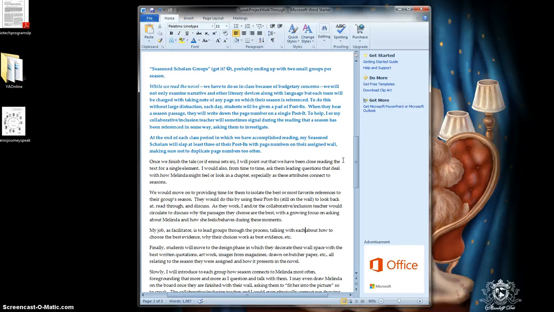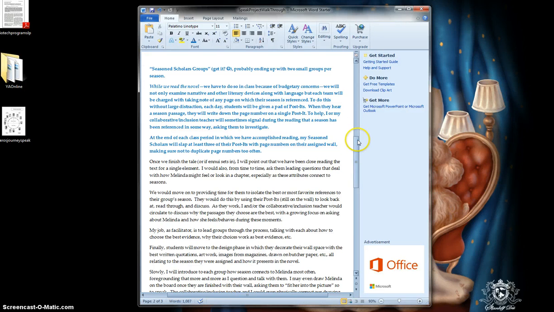You could even use different colors for different periods if you teach this 4 times a day, right? I would also from time to time ask leading questions that deal with how Melinda might feel or look in a chapter, especially when or as these attributes connect to seasons.